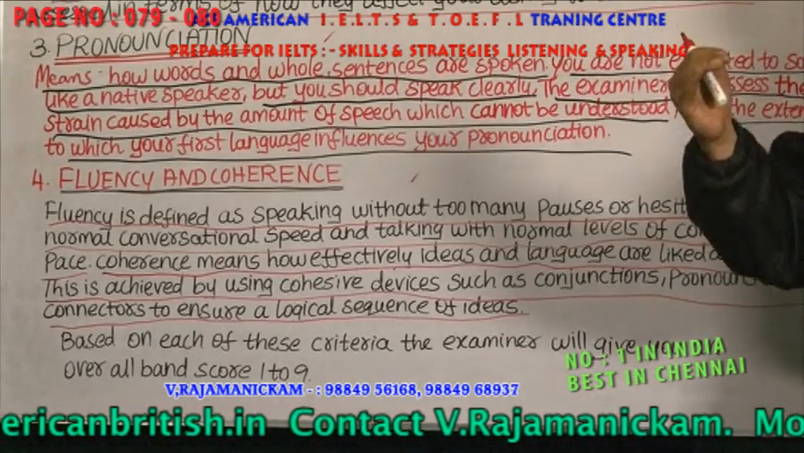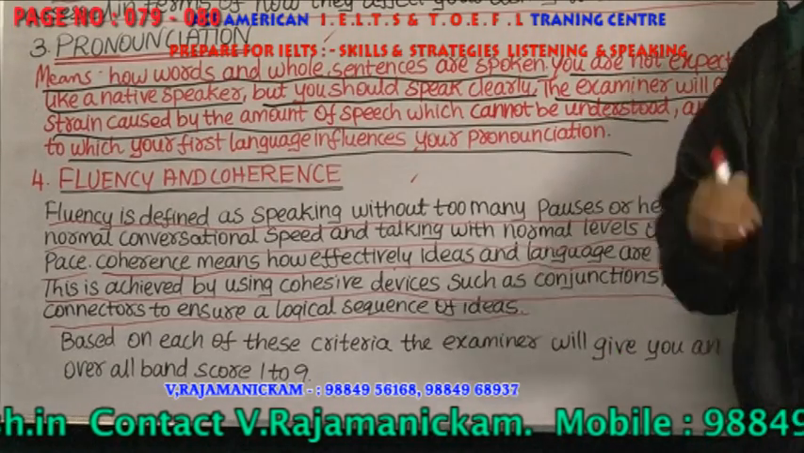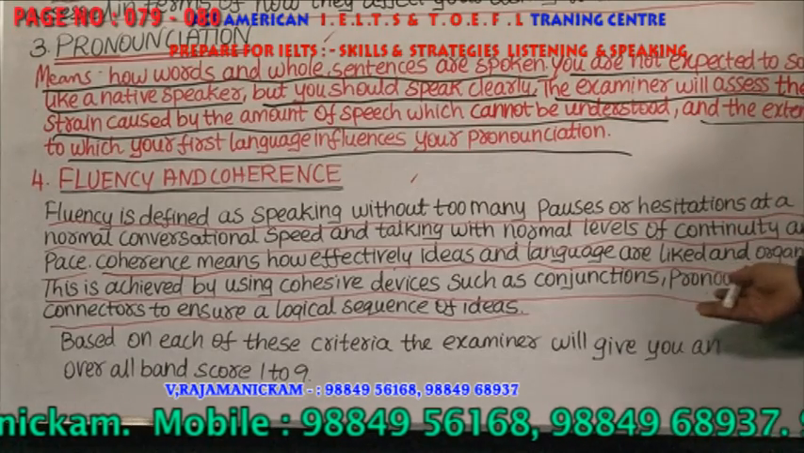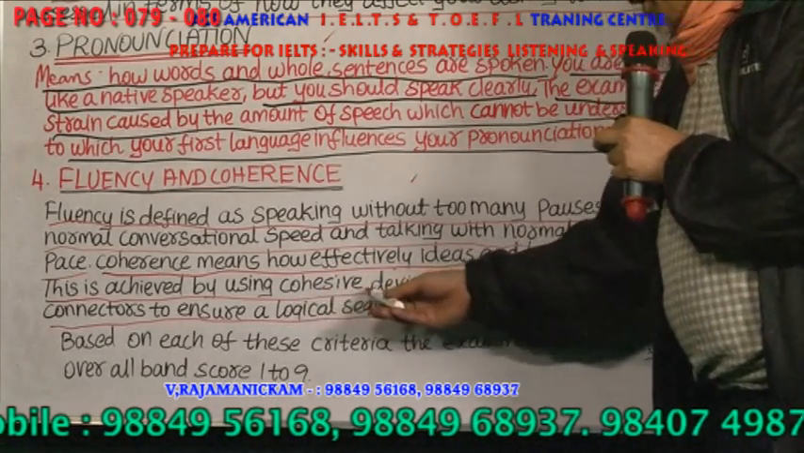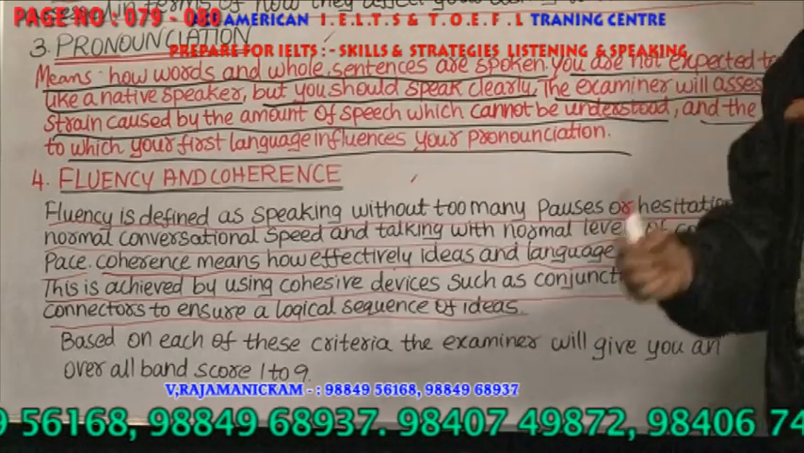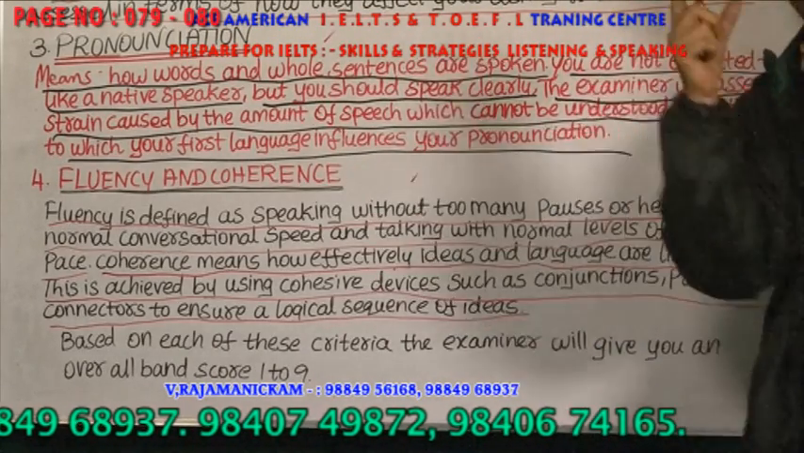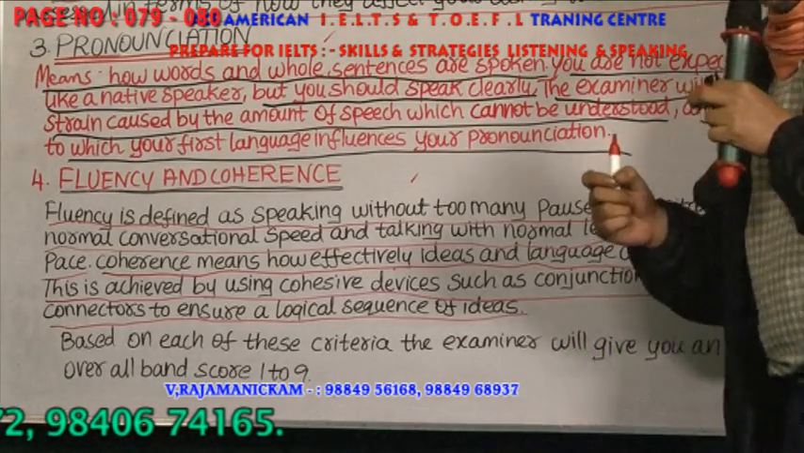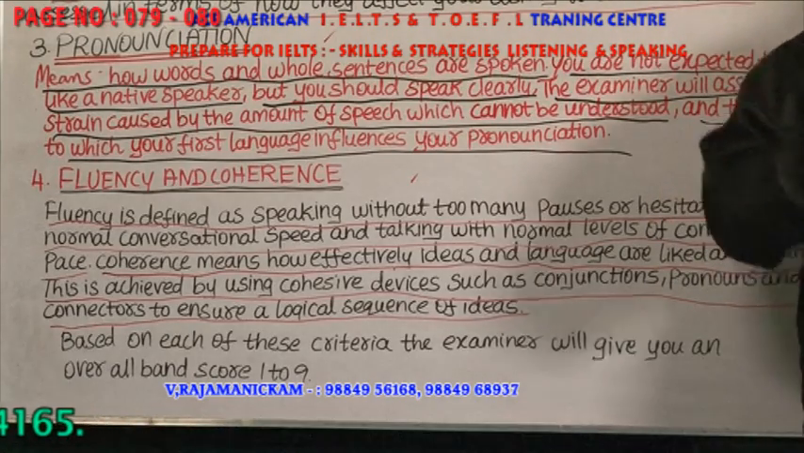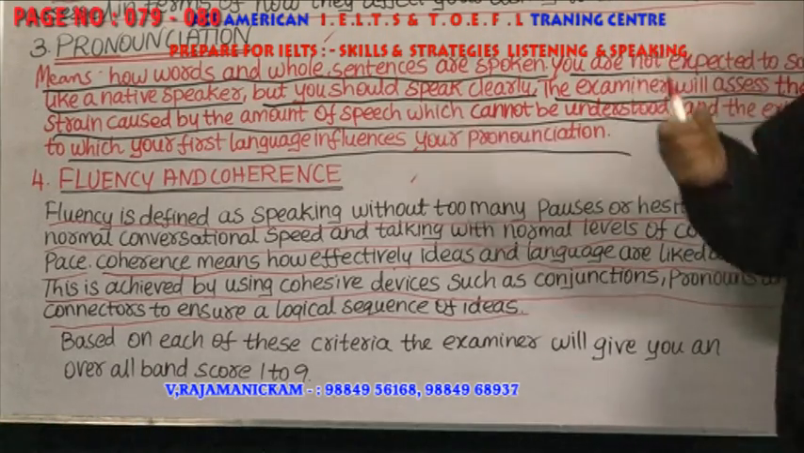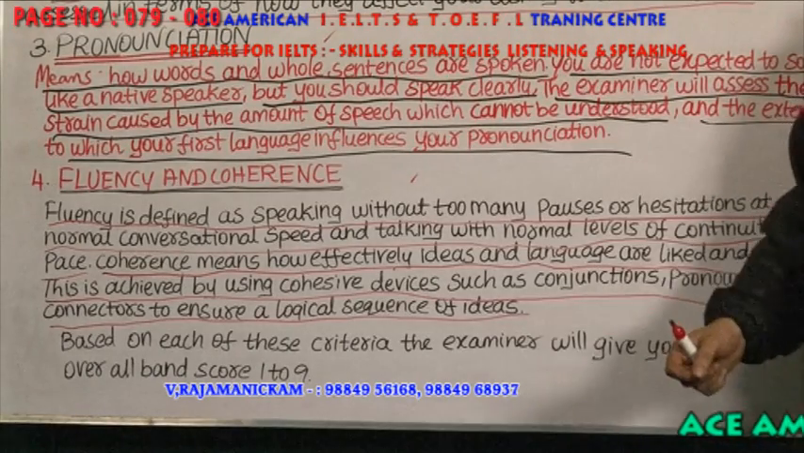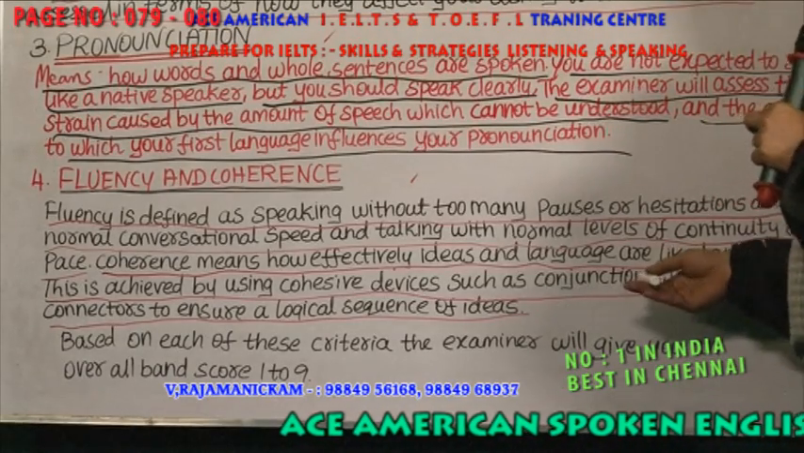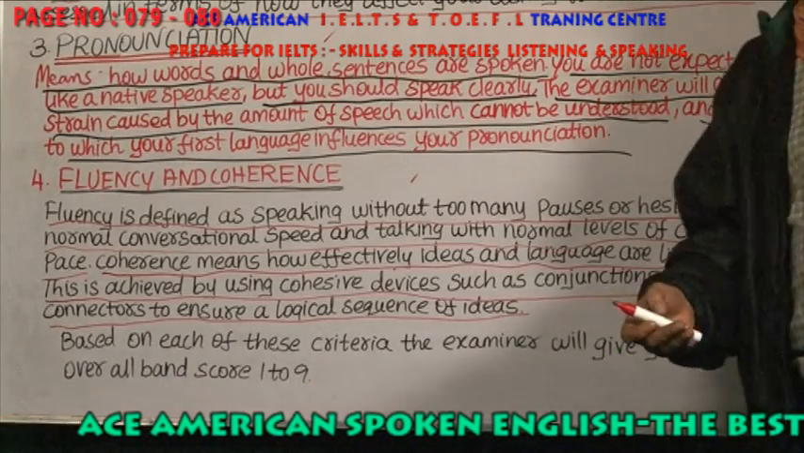What are the devices? For coherence, cohesive devices. Like what? Conjunction. What is conjunction? And, but, not only, but also, either or, neither nor, nonetheless, although, even though, despite, in spite of. So, these are the cohesive devices used to connect the sentences. Yes, conjunctions, pronouns: what, which, when, where, why, whatever, whenever, wherever, whichever. So all these relative pronouns, how do you use in a sentence, and connectors to ensure logical sequence of ideas? Logically it should be arranged.